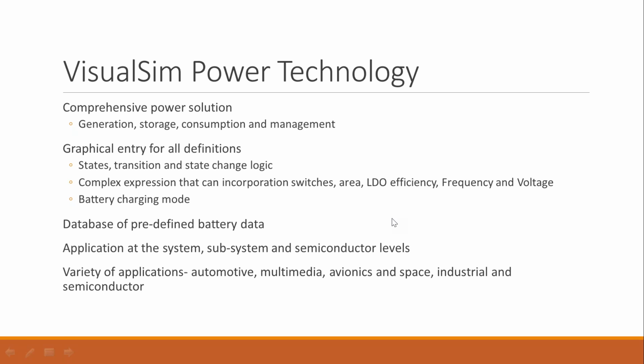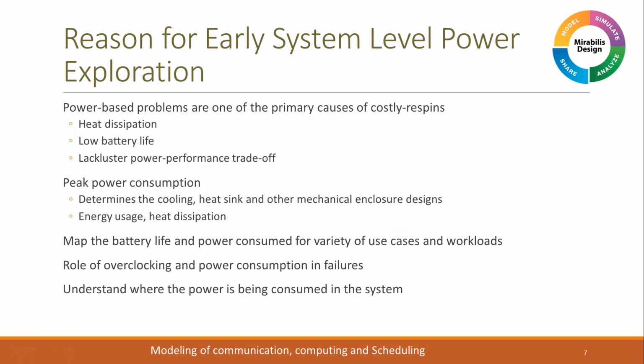Now, why do you really need early system level power? One of the things we have seen among all our surveys is probably the biggest reason for system failure or product failure is really the amount of power, which is either in terms of dissipation or in terms of battery life, or just very sluggish performance because of the power drag that is required.